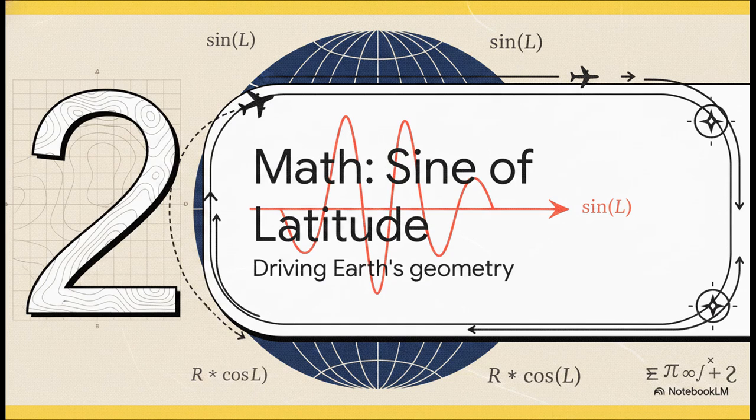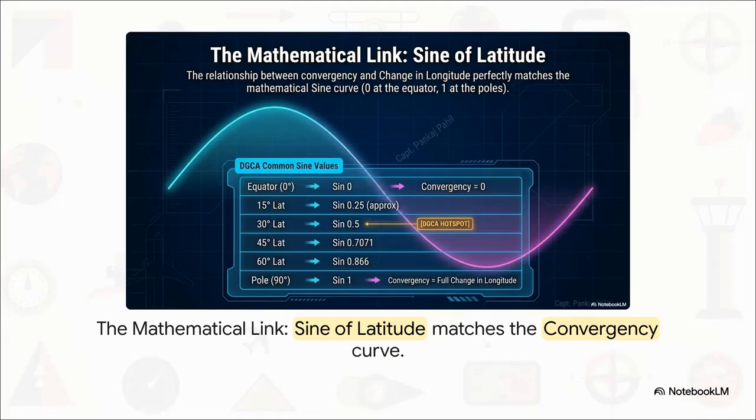Okay, moving right into Part 2, the math. Specifically, the sine of latitude. Don't worry, I'll walk you through it. The beautiful thing here is that this geometric shift of the meridians isn't just random, it's perfectly predictable math. This brings us to our core formula. Convergency equals your change in longitude multiplied by the sine of your mean latitude.